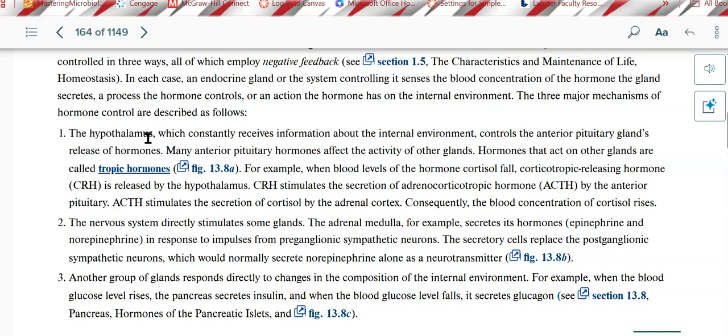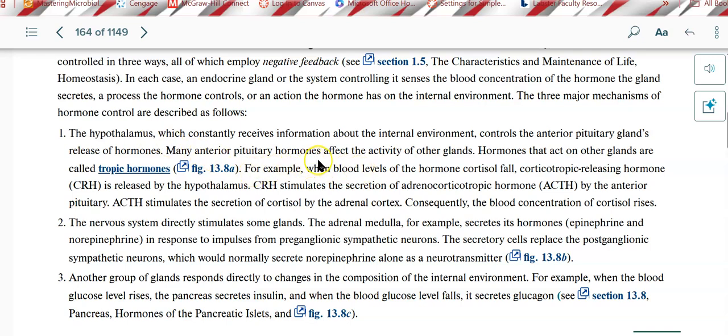We'll be talking about the anterior pituitary gland, its structure, and how it works. Well, the pituitary gland overall. So the anterior pituitary gland is controlled by hormones from the hypothalamus.